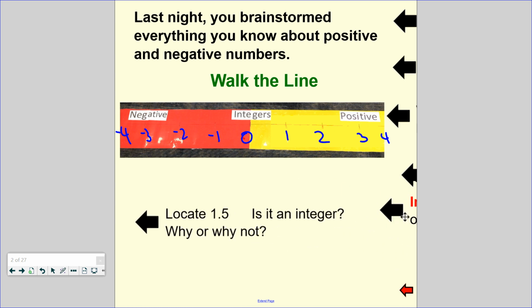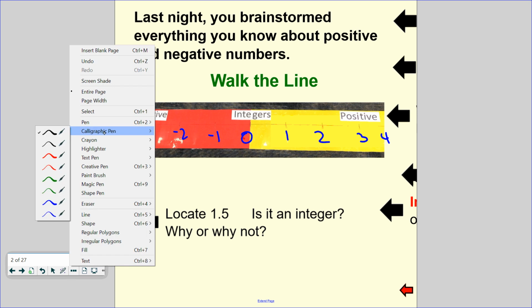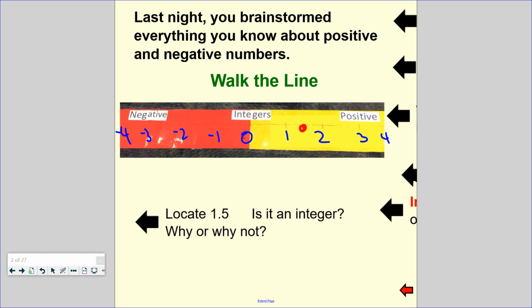Locate 1.5 on this number line. So if I had to locate 1.5 on this number line right here, is that an integer? No, it is not. Why or why not? Because an integer is a whole number such as 1, 2, 3, 4. It's something and its opposite, which is -1, -2, -3, -4.